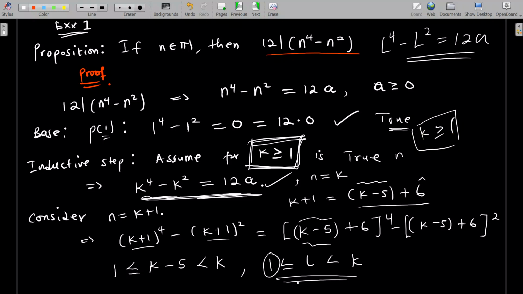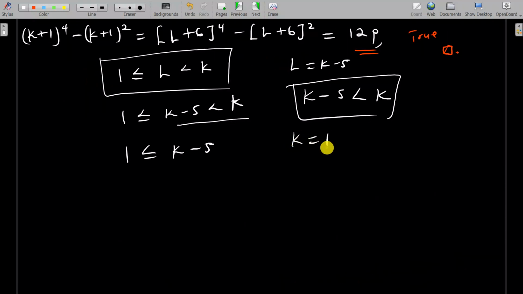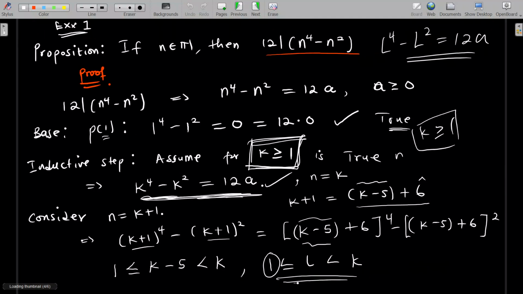So K can start from 1. Let's go here and check. When K is equal to 1, what happens to this inequality? When K equals 1, we'll have 1 less than or equal to 1 minus 5, which is not true. So you're supposed to actually start K from somewhere. That is where you start a base case. You're supposed to start K from somewhere, not K greater than or equal to 1.